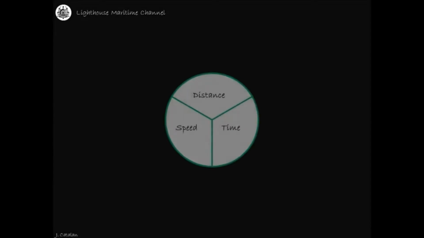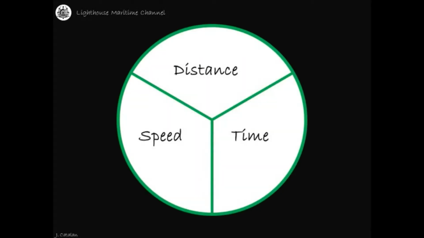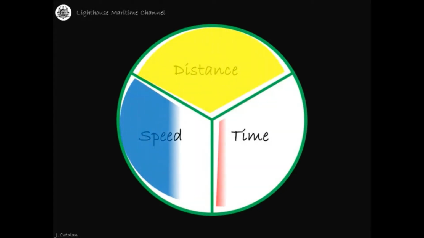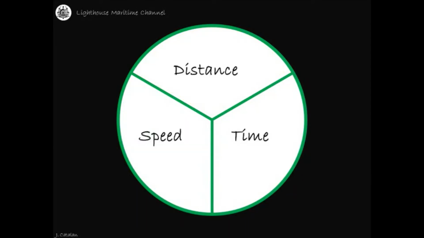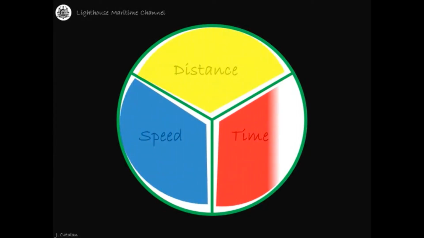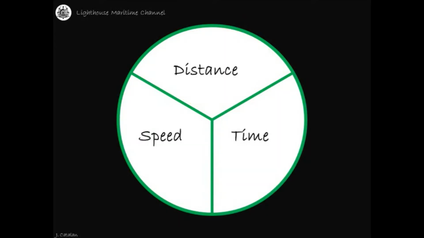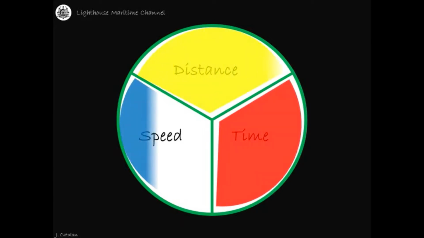The formula for solving distance: distance is equal to speed multiplied by time. The formula for solving speed: speed is equal to distance divided by time. The formula for solving time: time is equal to distance divided by speed.